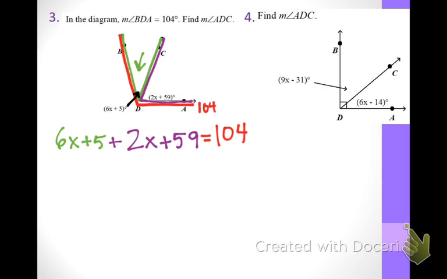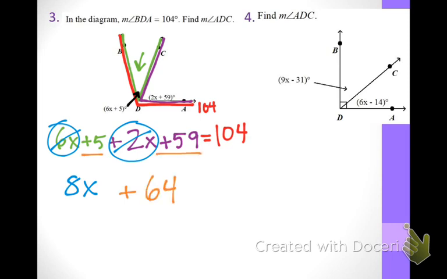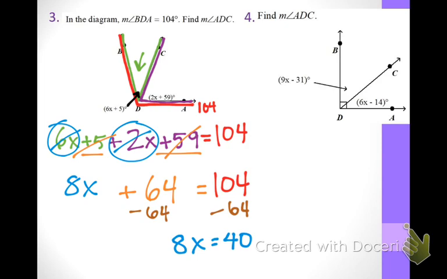Okay? Once you've hit here, this is now just algebra. That's all you're doing. So everything is on the same side. So you just do what it says. It says 6x plus 2x. What is 6x plus 2x? 8x. Plus 5 plus 59. 64, yeah. And it equals 104. What would my next step be? Subtract 64. So 8x equals 40.